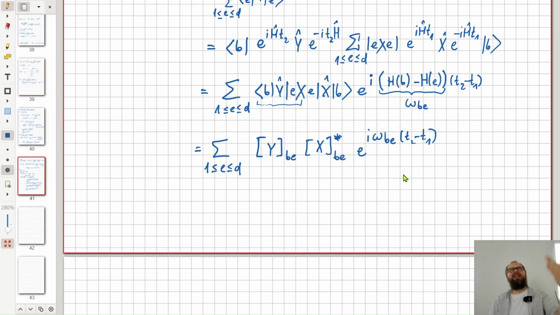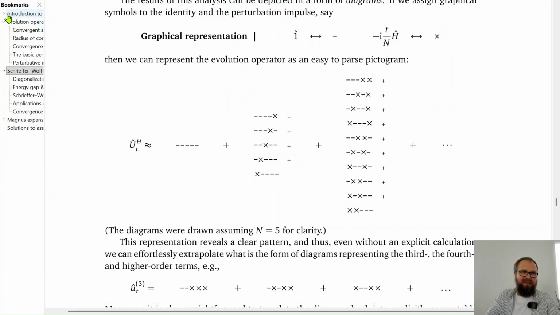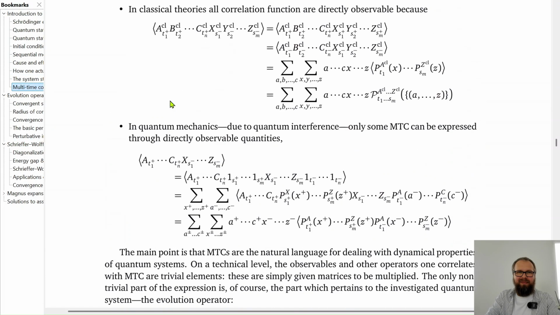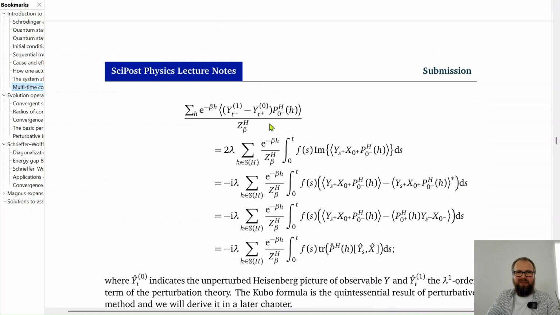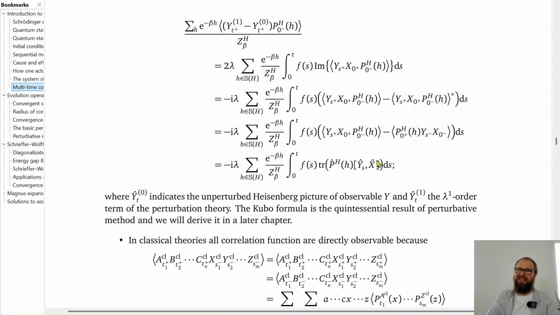If you recall the Kubo formula, which I gave as an example of application of correlation function, you remember the Kubo formula? It was a linear response thing, okay?